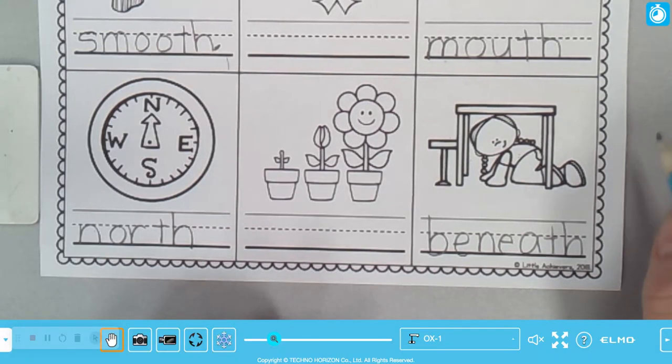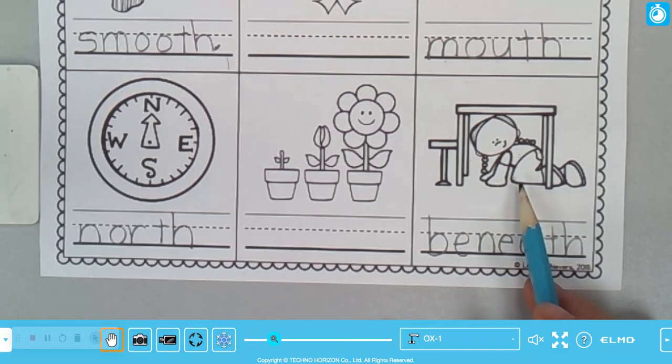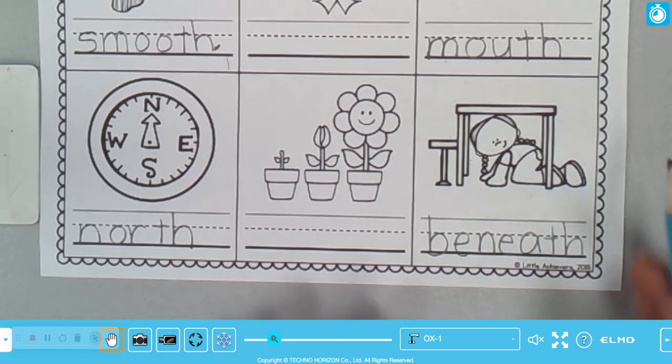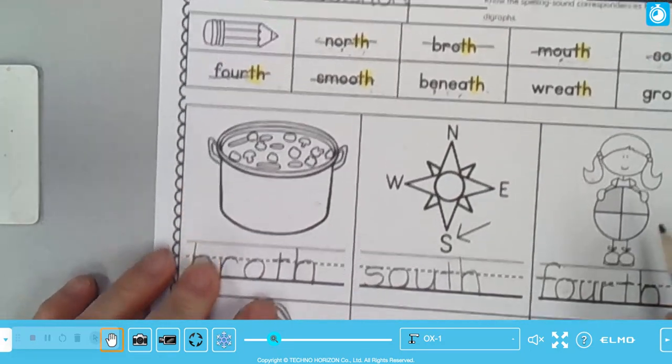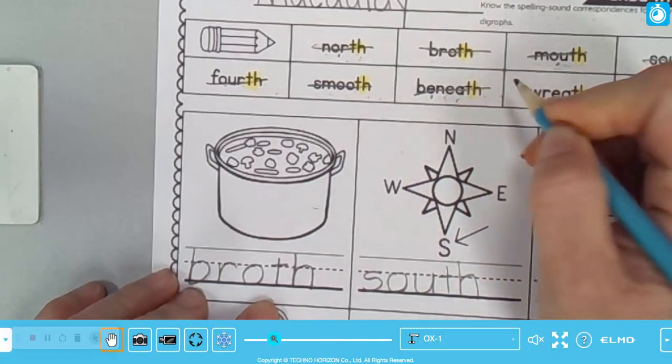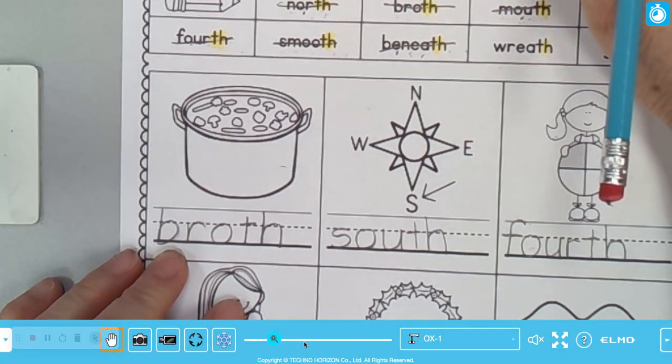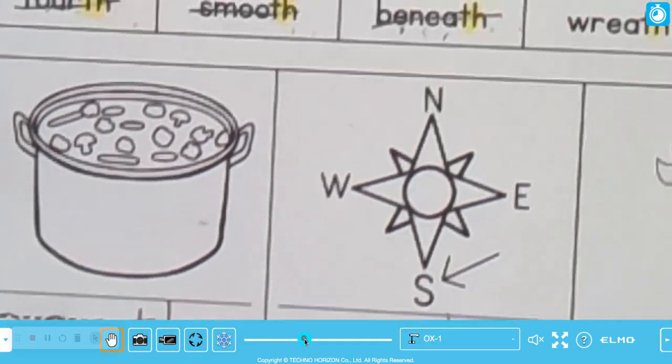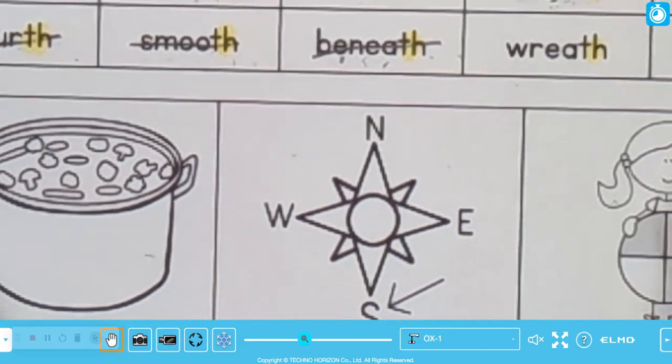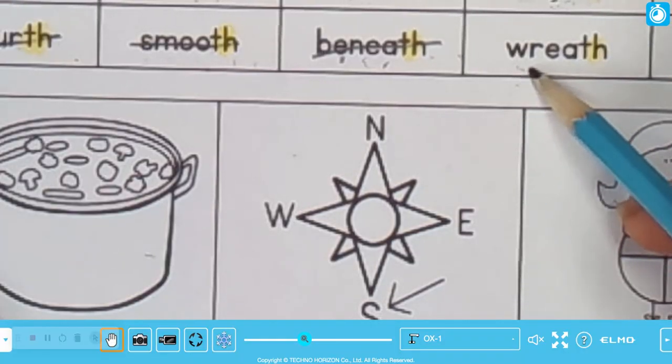After you finish writing the word beneath, I'm going to give you a sentence. The little girl went beneath the table during an earthquake drill. Okay, so I'm going to cross out the word beneath. And let's move on to the next word. It starts with W-R, which is R.